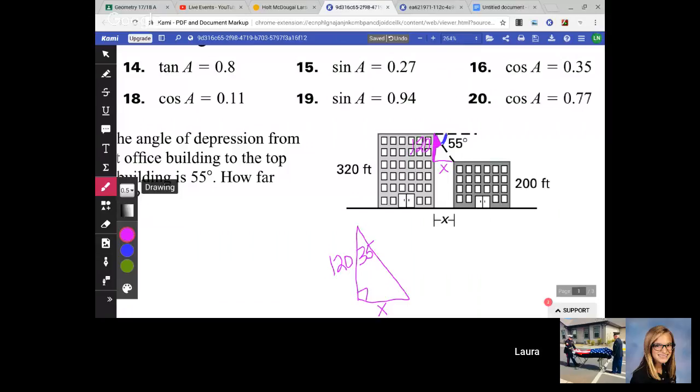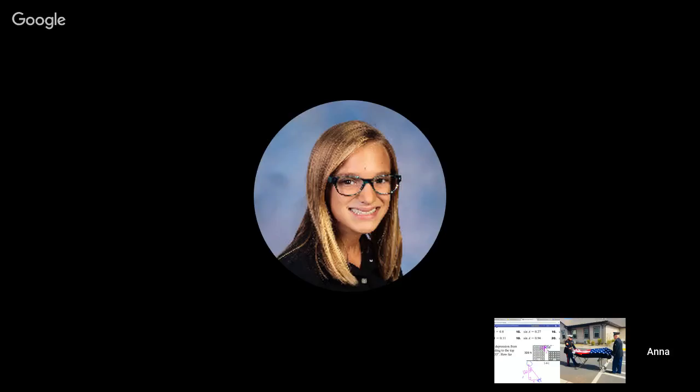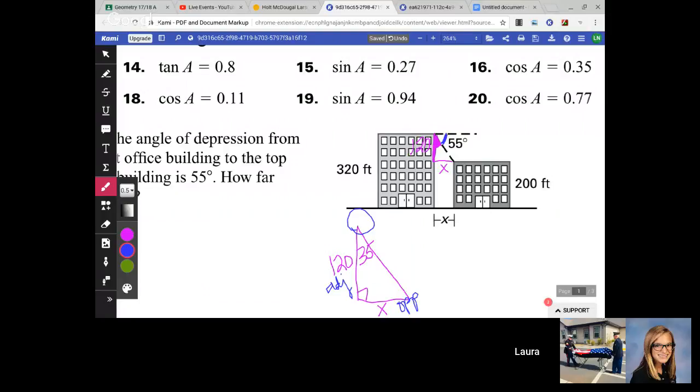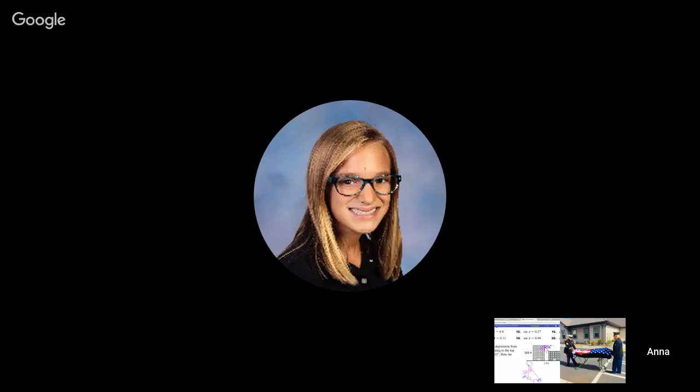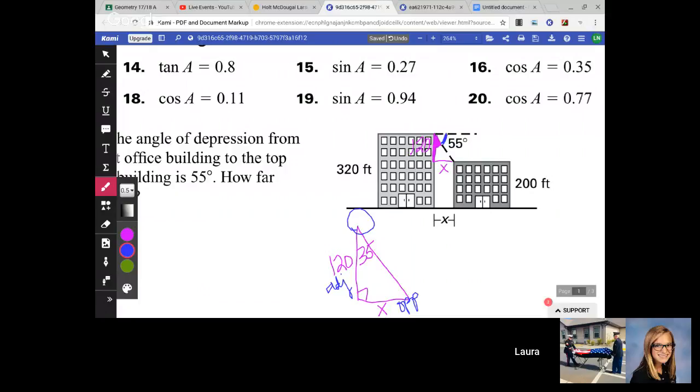If we know that 35-degree angle, and we're trying to find X, what part of the triangle is X as it relates to the 35? Opposite. And we know 120, what part is that? Adjacent. So which trig function? Tangent. The tangent of 35 equals opposite over adjacent. So it's X over 120. Does that make sense? Yes.